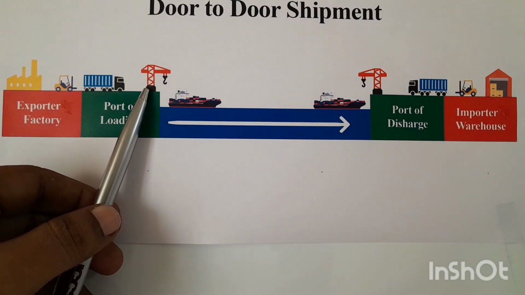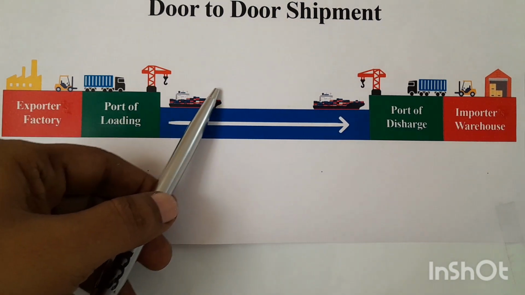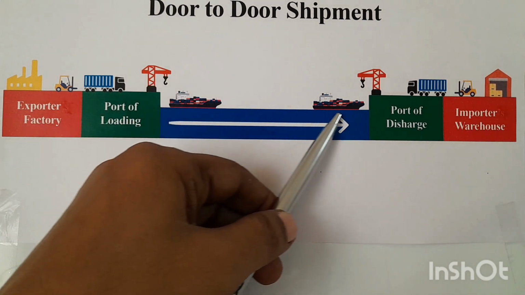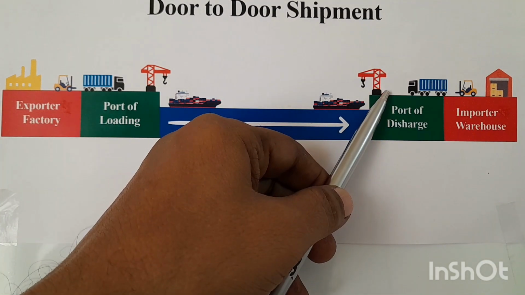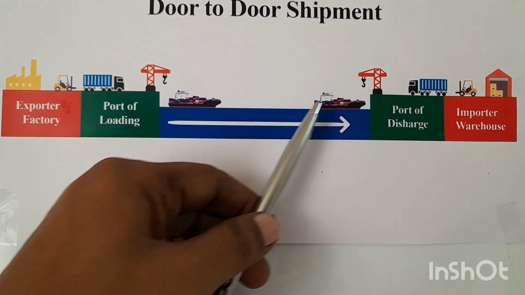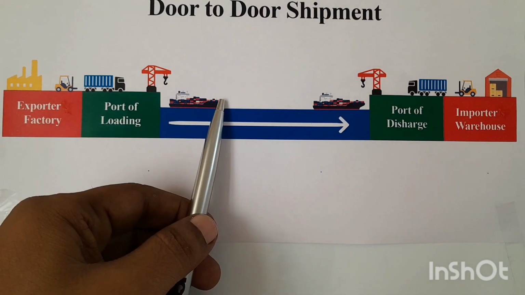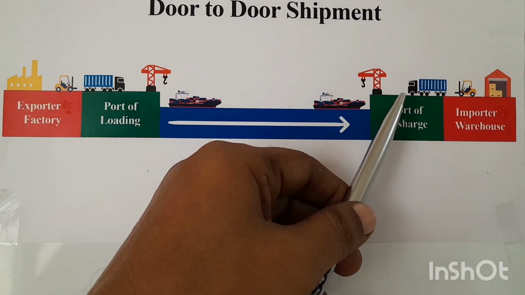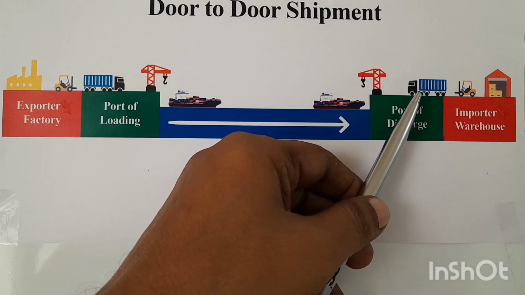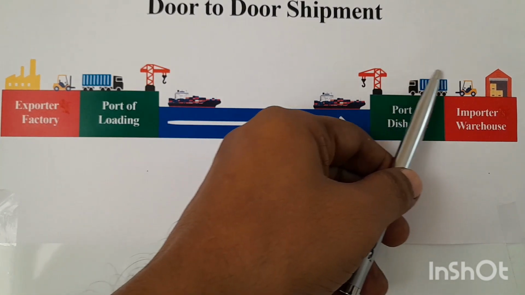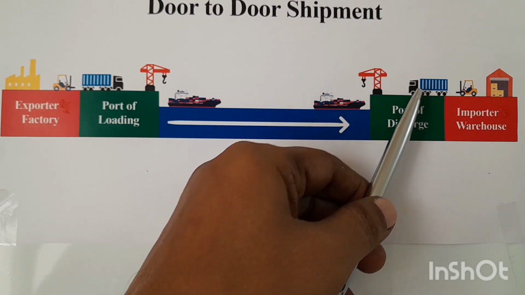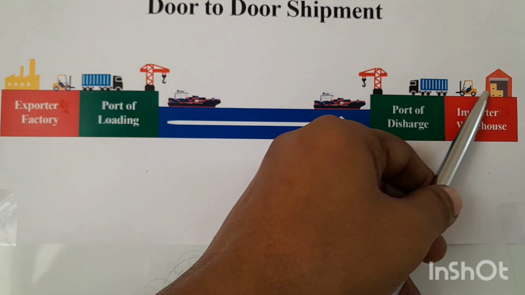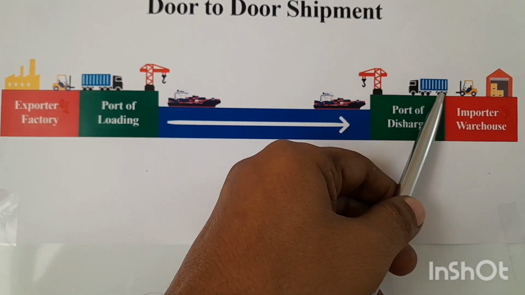At the port of loading, the exporter will have another contract with the shipping line. So shipping line will carry this container loaded on board ship to the port of discharge and get it discharged at the discharge port. That is the second contract of the exporter with the shipping line. Now after the container reaches the port of discharge, the exporter or the consignee importer will have another contract with the local transporter at this place, that is the road transport. And this road transport will pick up the container from the port of discharge and bring it to the importer warehouse. That is the third contract.